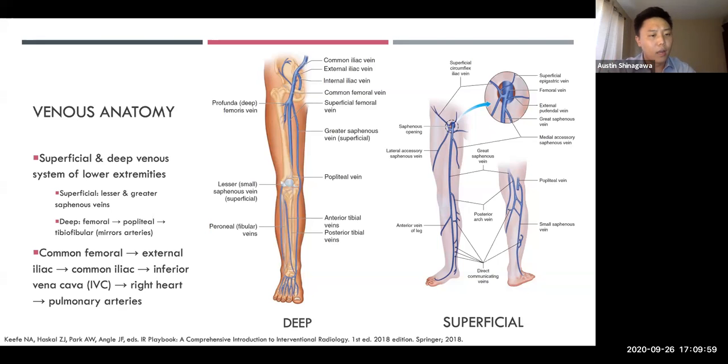And then going up, the common femoral veins empty into the external iliacs, which empty into the common iliacs, which empty into the inferior vena cava, and then the right heart and pulmonary arteries. So you can see how clots from the veins can travel upwards into the lungs. And as you see here on the left is the deep venous system, and then the superficial venous system on the right. These are pictures taken from the IR Playbook by Nikki Keefe, which is an excellent resource.